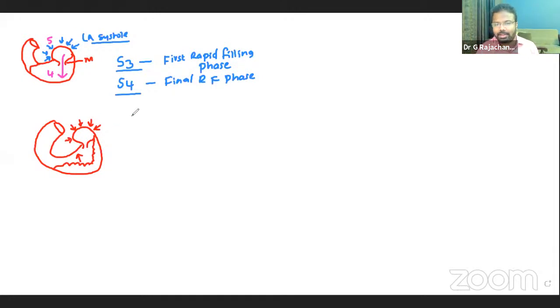So what will happen here? S3 will be softer, or not audible, but S4 becomes audible. Who is responsible for S4 being audible? It is because of the atrium. The atrium is contracting more vigorously and is able to pump. Now see this. We have S1, S2, and one more extra sound added, that is S4. Please remember, S4 is always represented in front of S1.